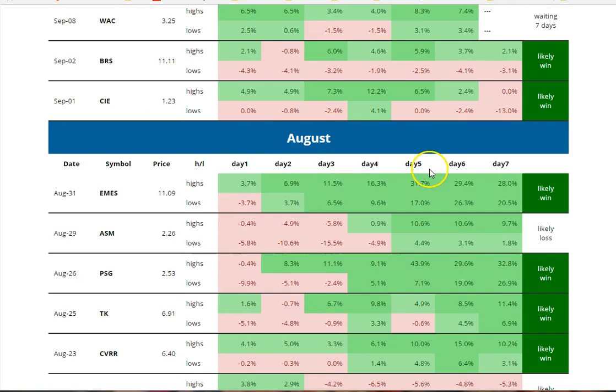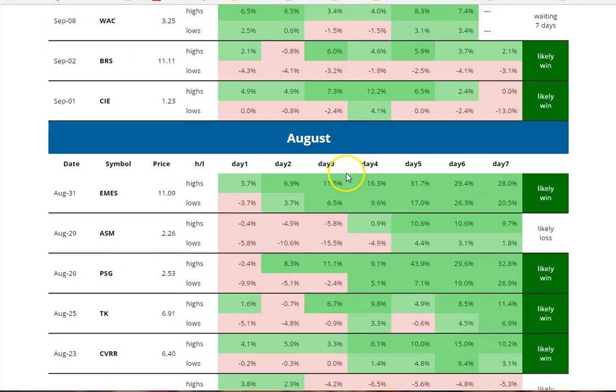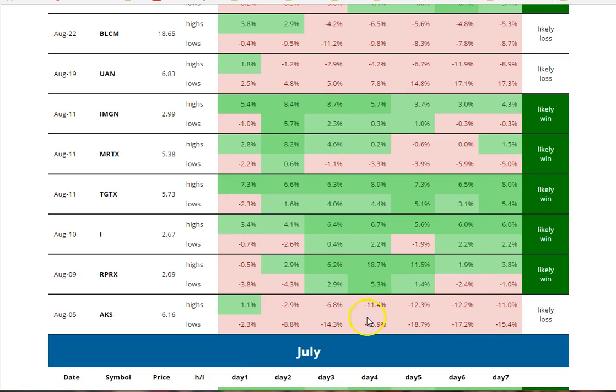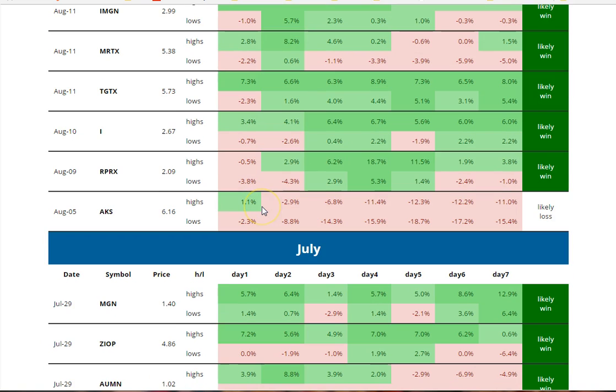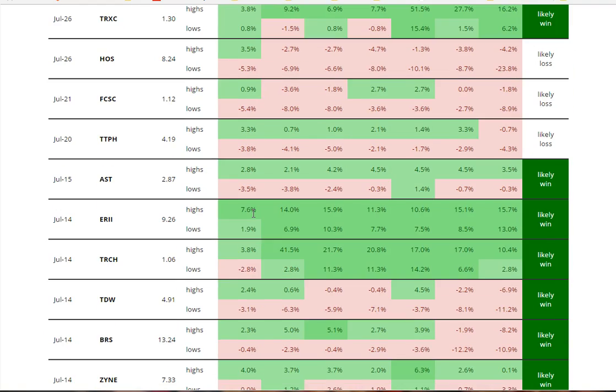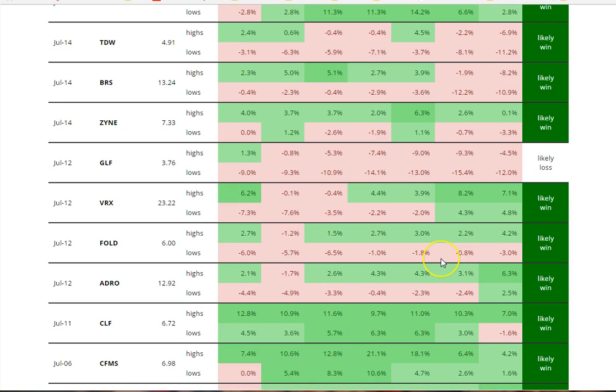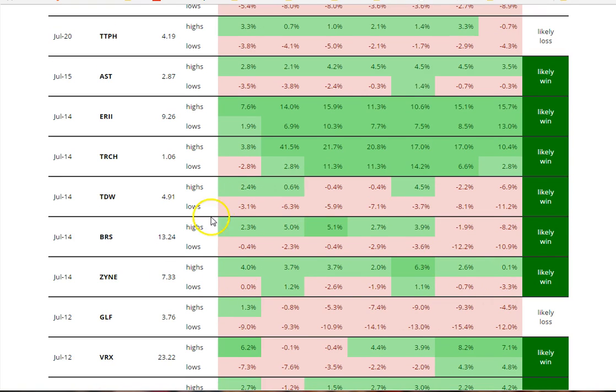So this August was a pretty good month. A lot of opportunity for gains on every single trade. Only like 2, 3 out of the whole month did not look too hot. So that looked pretty good. July had a lot of trades. The beginning of the month looked very good here. A little bit iffy in the middle here.